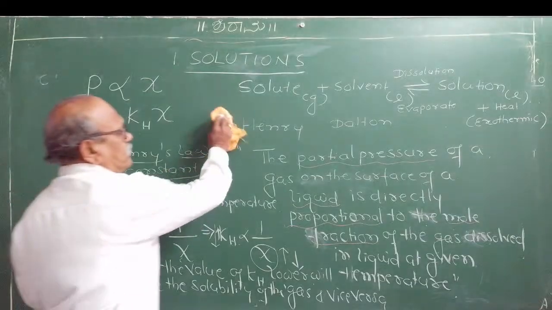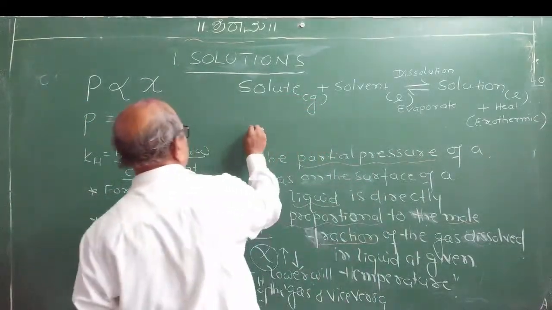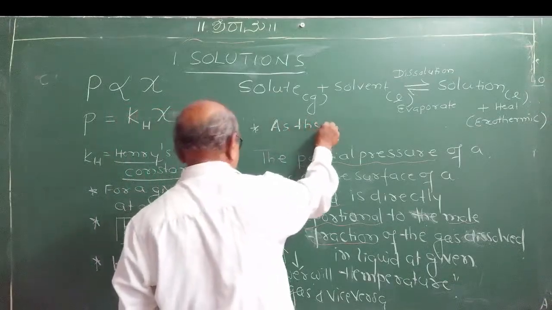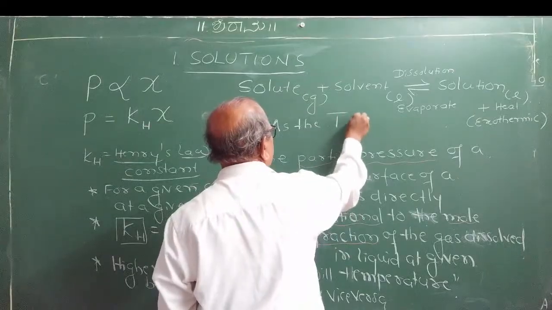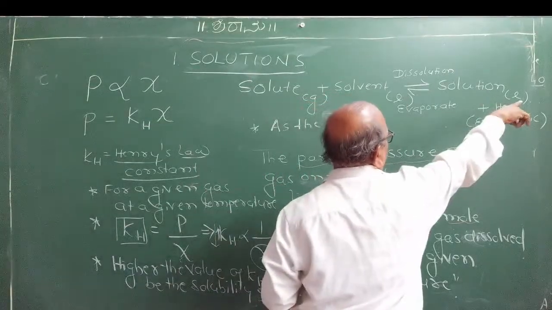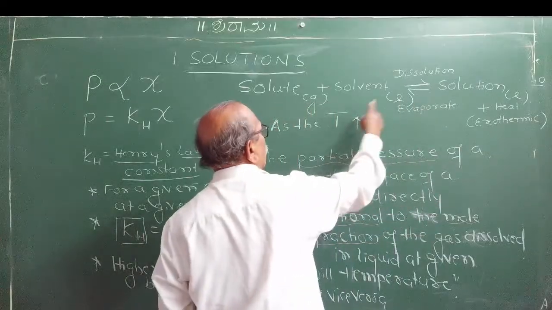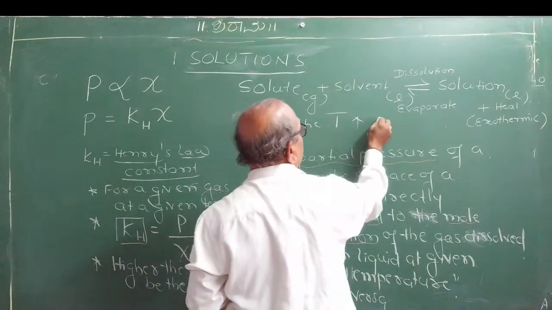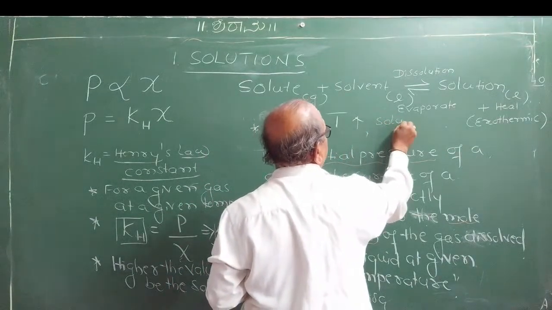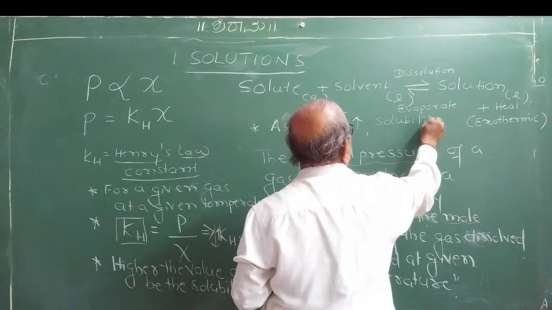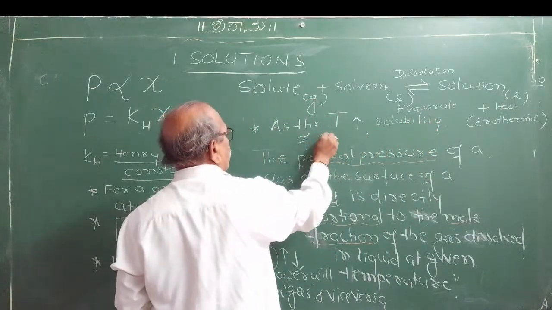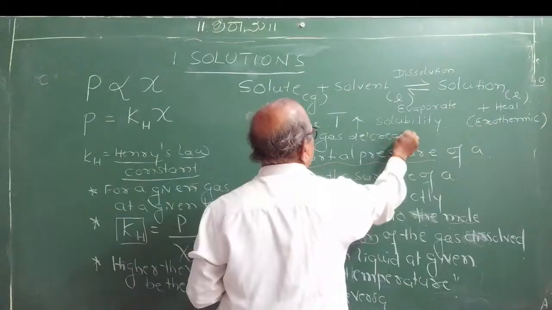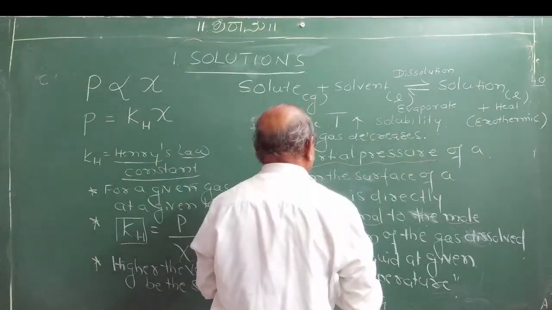And the effect of temperature we discussed. As the temperature increases, what happens to the solubility? You know that the forward reaction is exothermic. Then as the temperature increases, to nullify the effect, the dynamic equilibrium shifts to the backward direction. The backward reaction means the solubility of gas decreases, which means more evaporation takes place.